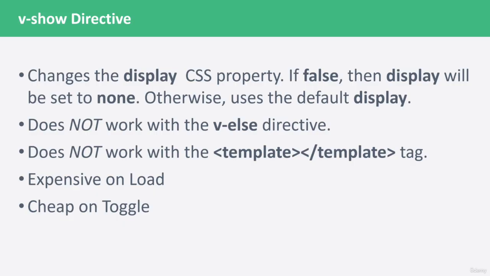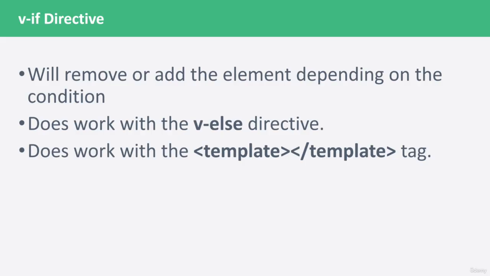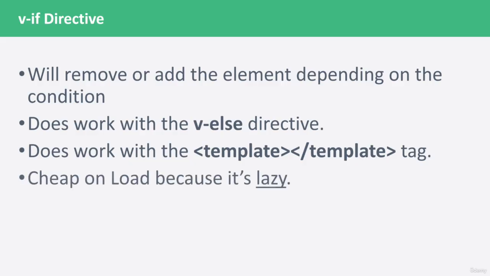After the element is loaded, toggling the stylings of an element is a reasonably cheap cost. It's quick and easy. Therefore, using the v-show directive is expensive on load but cheap when it comes to toggling an element's appearance. Next, we have the v-if directive, which does support the template tag, v-else-if, and v-else directives. Unlike the v-show directive, it will altogether remove or add the element based on the condition. One of the main advantages of this is that the directive is lazy.